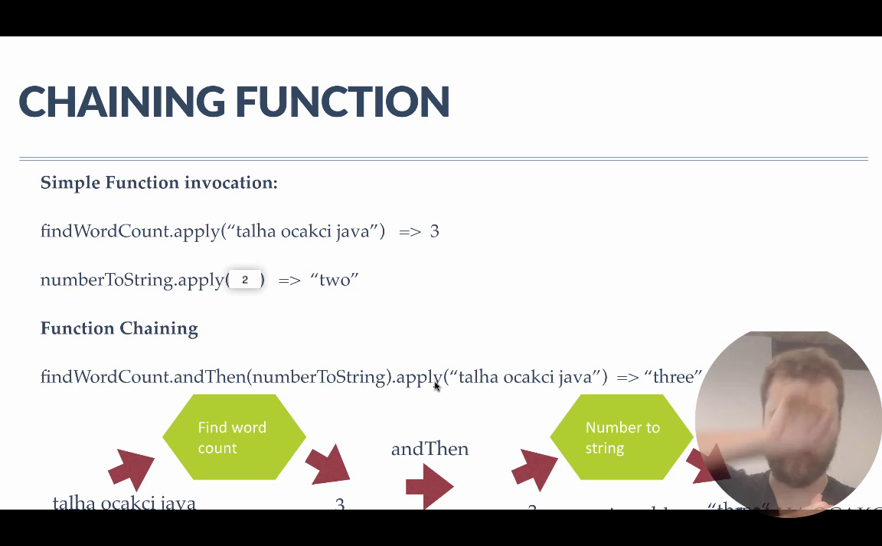So you will give the first argument to the last function's apply method. Okay? So find word count, dot, and then number to string. This is a function reference, as I said in the previous videos, and then apply method. So you will put the first argument at the very end. Okay? So the output will be 3 in this case. Now let's write this code.